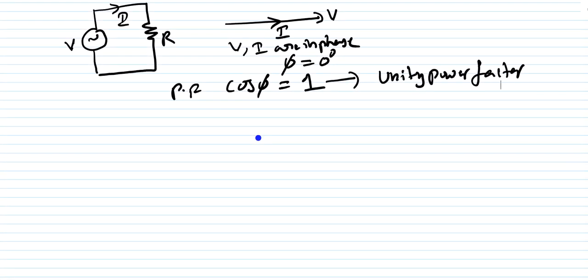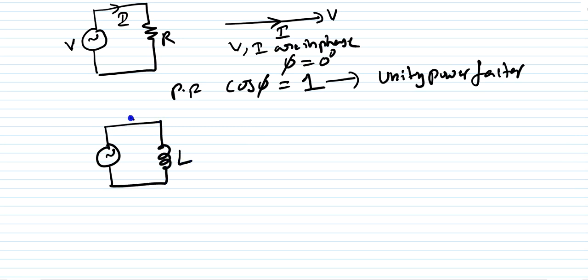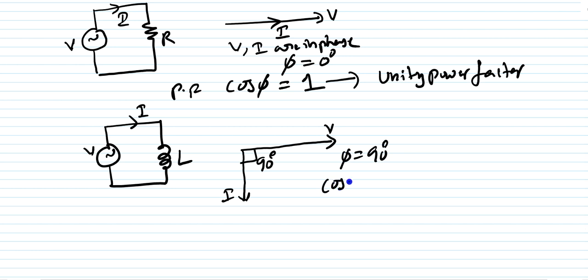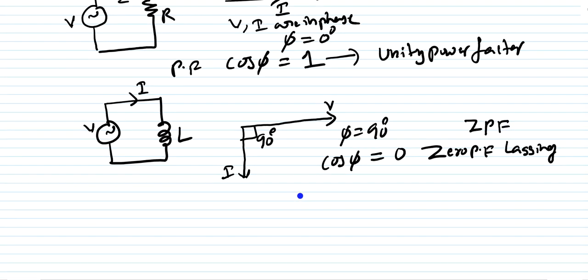Similarly, suppose you have a purely inductive load. Then what could be the power factor here? As we know, for a pure inductive load, your current lags voltage by 90 degrees. Therefore phi is 90 degrees, and cos phi is going to be 0. This is called zero power factor lagging. This is the name given, ZPF, zero power factor lagging.